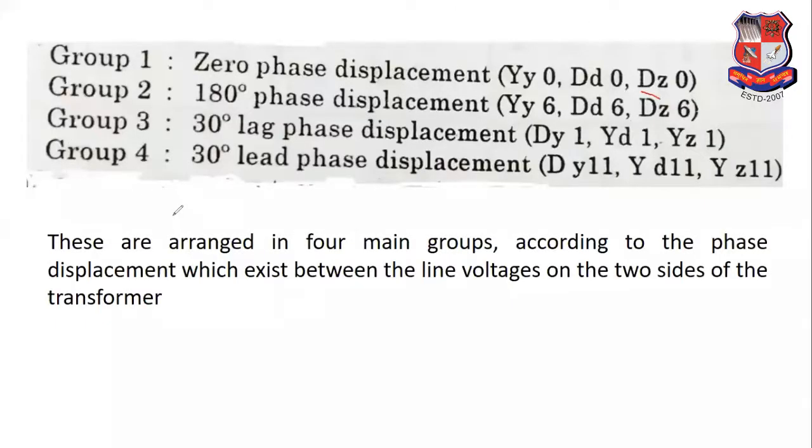So these 12 different methods are arranged in four main groups. You can see over here four groups: Group 1, group 2, group 3, group 4. Now in the first group, zero phase displacement is there. In the second group, 180 degree phase displacement is there. In the third group, 30 degree lag phase displacement is there. And in the fourth group, 30 degree lead phase displacement is there. Now, how will this 0, 180, 30 degree displacement be given?